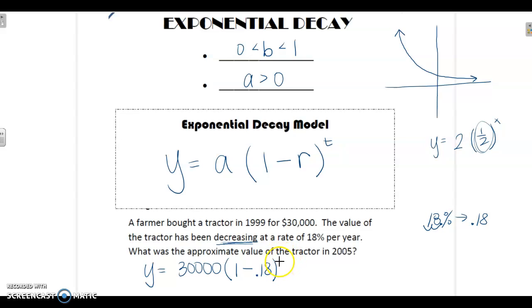Well, how much time is passing? From 1999 to 2005, that's going to be 6 years. So we're going to put a 6 there. Again, we type it in our calculator, and we should get $9,120.20. Make sure you get the same thing typing it in your calculator. Remember to follow order of operations, parentheses, then exponents, then multiply by the 30,000.